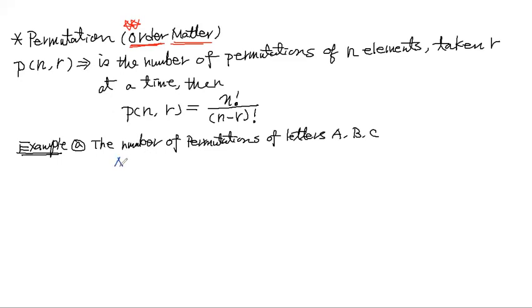So I can put A, B, C, right? I can put A, C, B. I can put B, A, C. I can put B, C, A. I can put C, A, B. I can put C, B, A, right? So in total, how many ways do we have? In total we have 6 different ways, so we have 6 permutations.